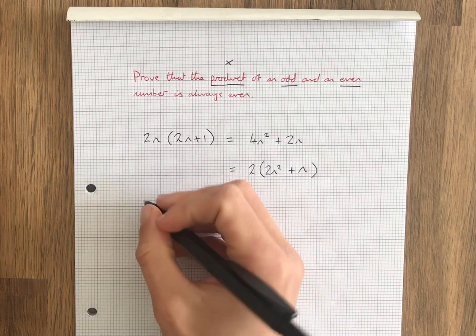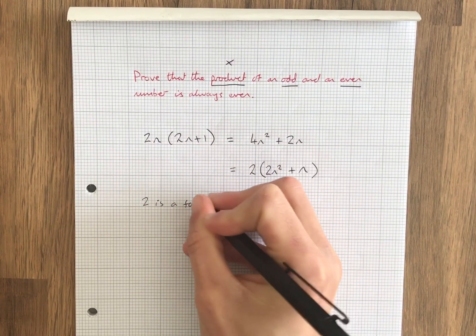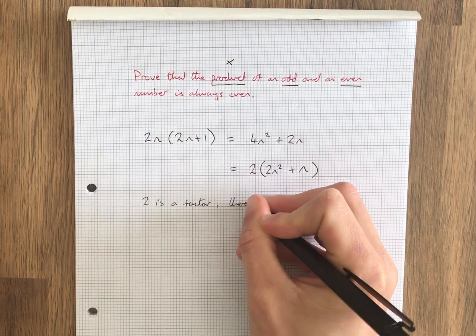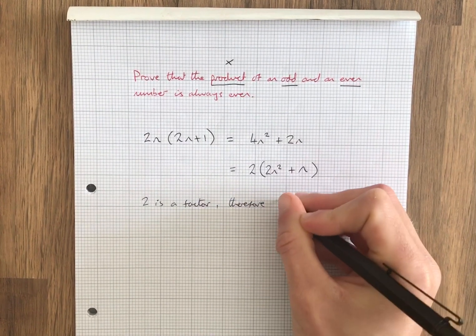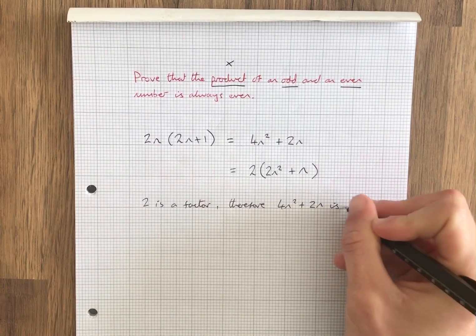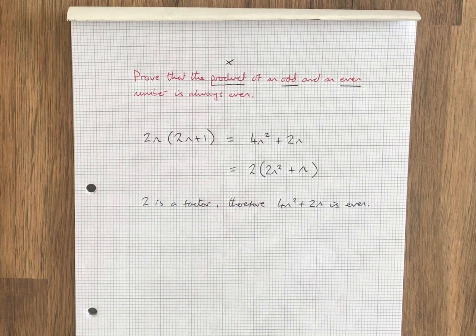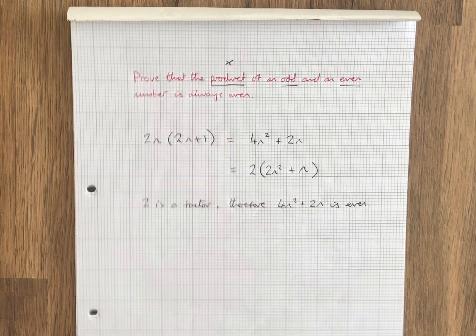And we can now write that 2 is a factor, therefore 4n squared plus 2n, the expression that we formed, is even. And if that's even, then we're saying that the product of an odd and an even number must always be even. Okay, so that's the first one that we've got here, proving that they're even.